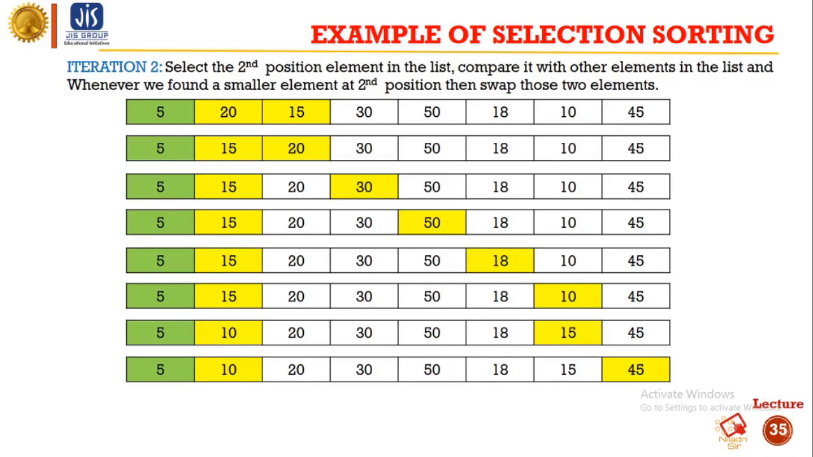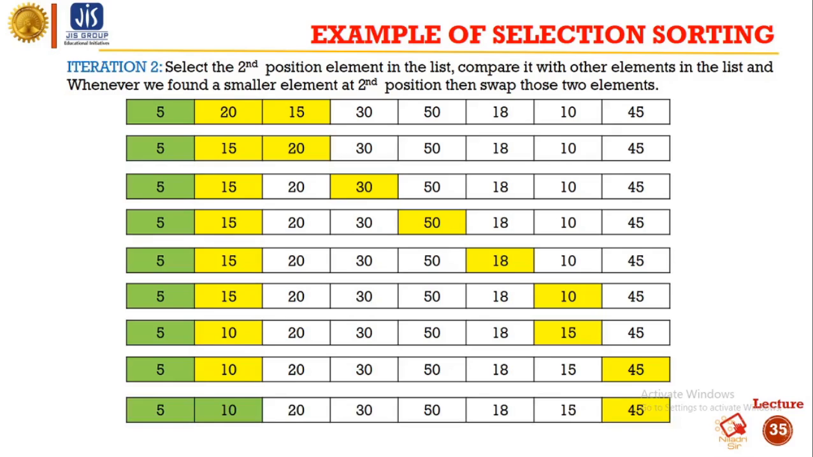So after iteration 2, 10 came to its final position. After iteration 2, we got the second smallest element. We got the second smallest element, which is 10.